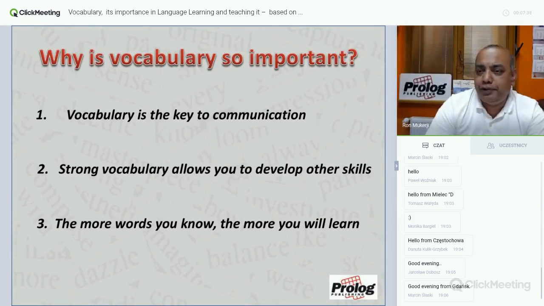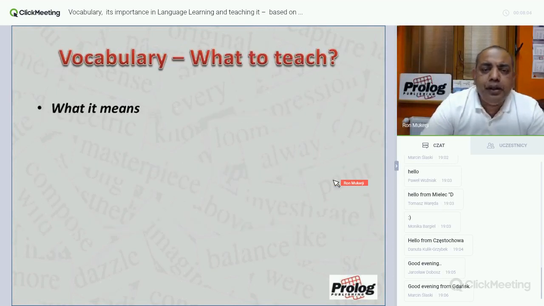You need to have some vocabulary to be able to get the context. And the bigger your vocabulary bank is, the easier it becomes for you to learn from context. The easier it becomes for you to be more autonomous. And we're going to talk about autonomy later today, how we can make teaching in general and vocabulary more autonomous. So the question is, what to teach? When you want to teach vocabulary, what to teach?